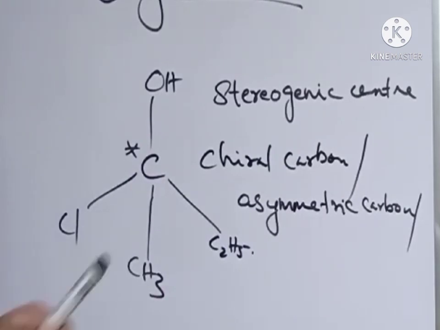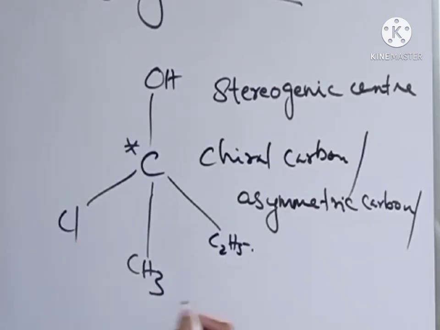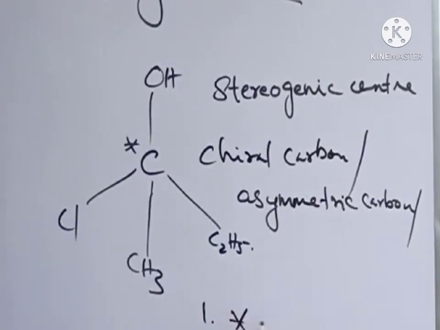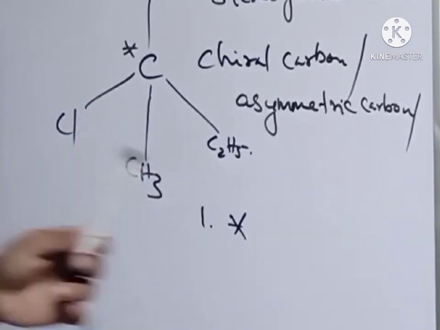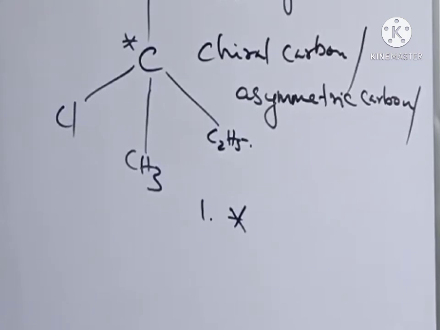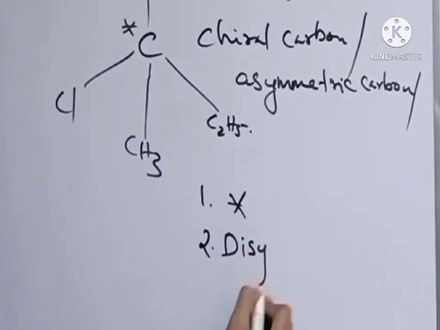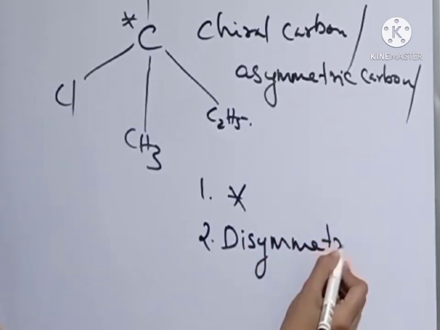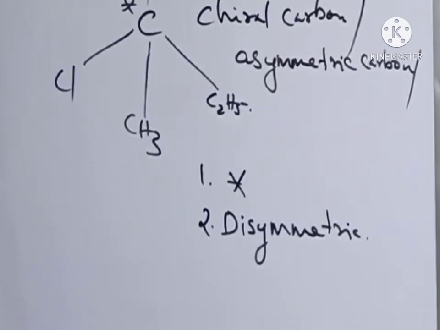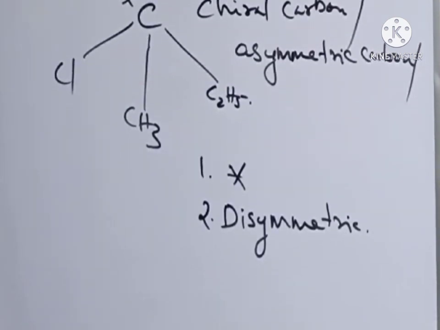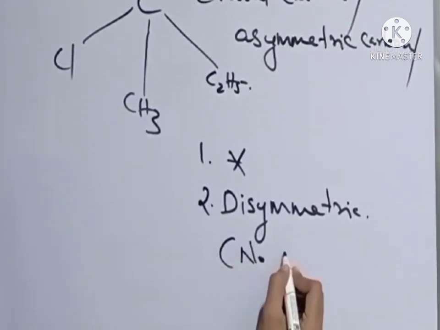Let us discuss the criteria which determine the chirality of a molecule. Certainly, the first one is a stereogenic center. An organic molecule is said to be chiral when it possesses at least one stereogenic center. The next factor is dissymmetry. The molecule should be dissymmetric. Dissymmetric means a molecule which does not possess a plane of symmetry. Dissymmetry means there is no plane of symmetry.